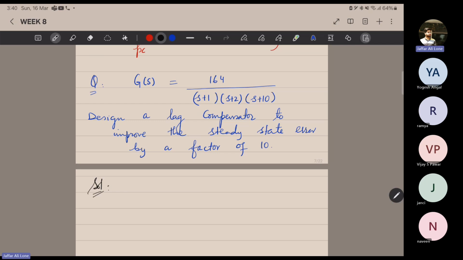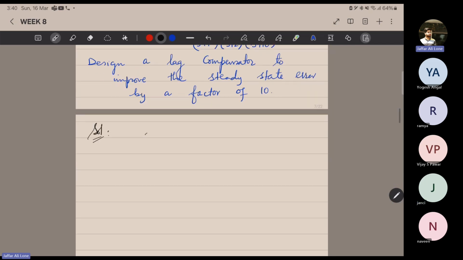Kp. When we have a step input, the steady state error for a type 0 system will be finite. In that case, the steady state error e(∞) is given by 1 divided by 1 plus Kp, right? And what is the value of Kp?